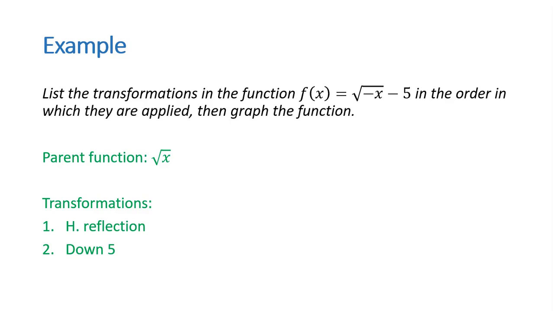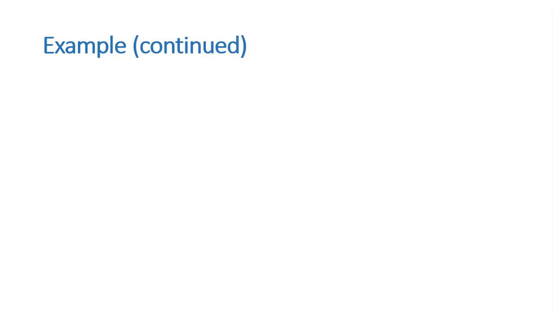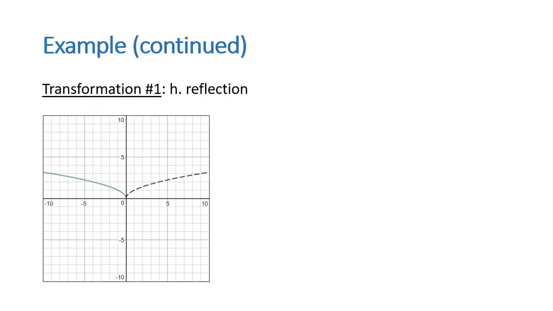Well, we're going to start with our parent function, square root of x, and we're going to individually apply each of these transformations in the order listed. So our first transformation was a horizontal reflection. So we're starting with our parent graph, the square root graph, which is the dotted line in black, and we're reflecting that graph horizontally. We're reflecting it across the y-axis. So after one transformation has been applied, we've now moved from our parent graph to the green graph, the reflected square root graph.